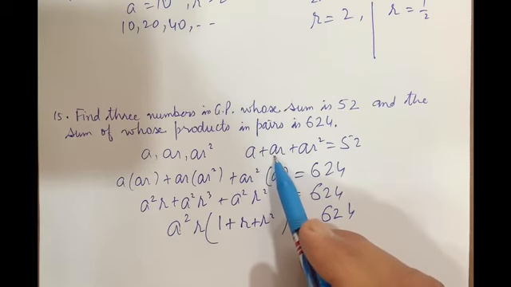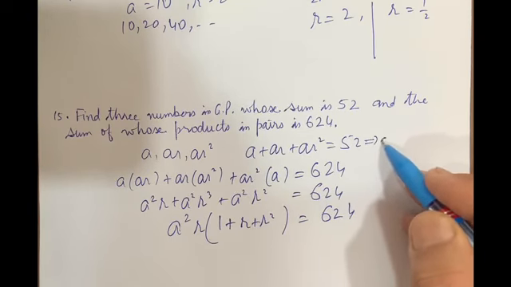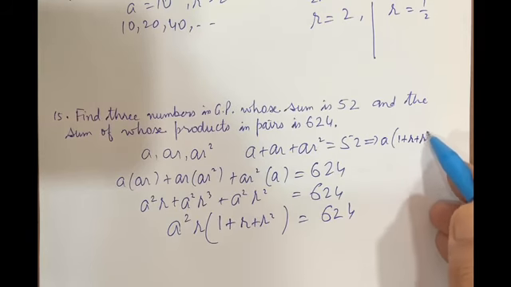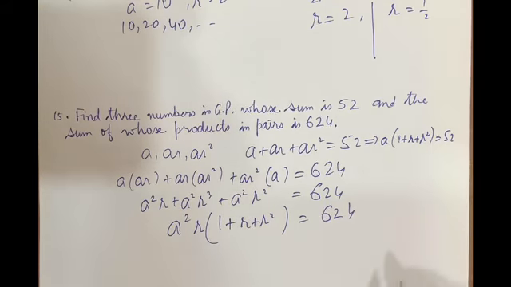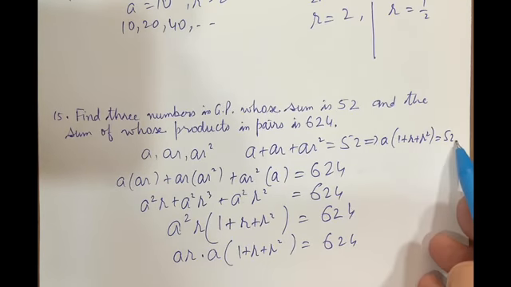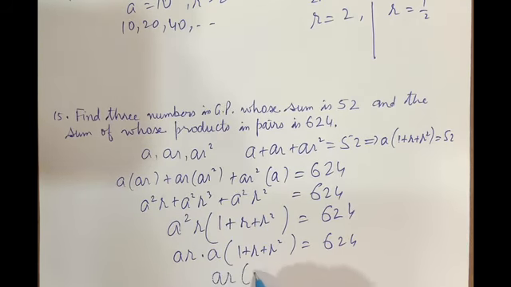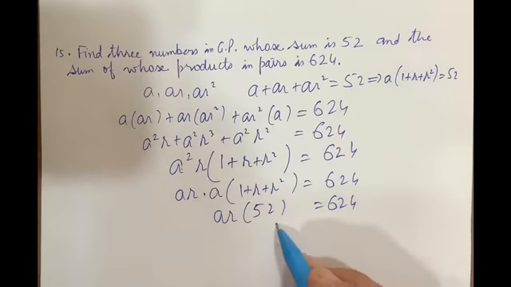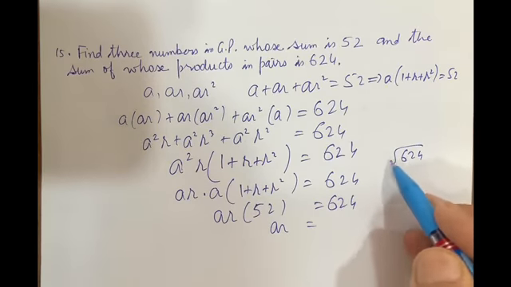This is a into 1 plus r square. This is equal to 52. So we can substitute this value. This can be written as a into r into a into 1 plus r square, which is 624. And what is a into 1 plus r square? This is 52. So ar into 52 is 624, or this gives us a into r as 624 divided by 52.